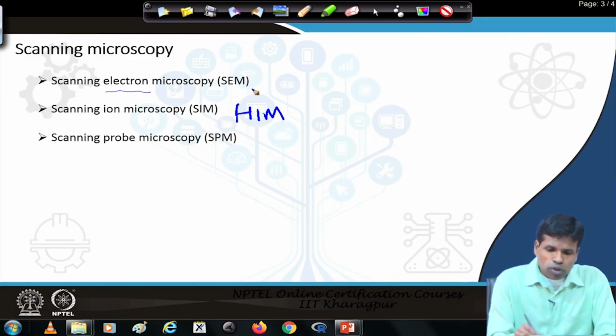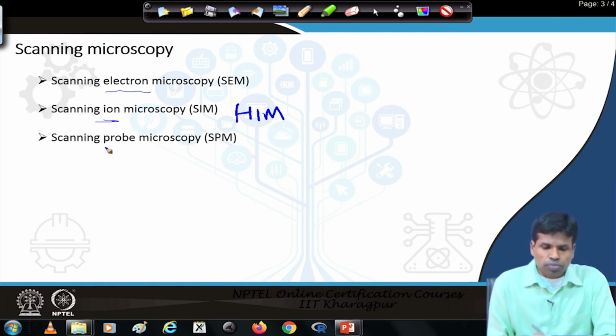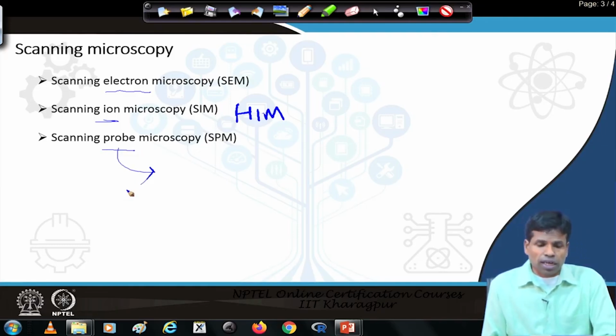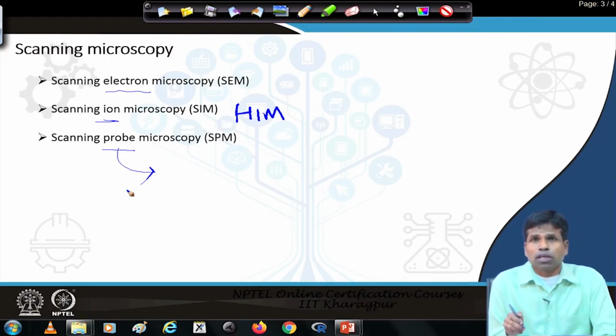So, if we talk about the final one, in the first one electrons are used as a probe, and in the second one ions are used as a probe, and the third microscopy is scanning probe microscopy. Here the probe is a physical probe rather than anything else. It is a physical probe, meaning it is nothing but a metal tip that directly touches or almost touches the specimen, and it interacts with the specimen, and their interaction can also give us a three-dimensional image.